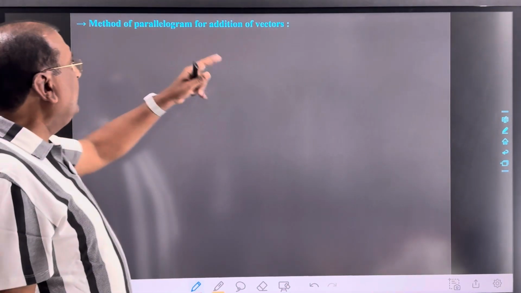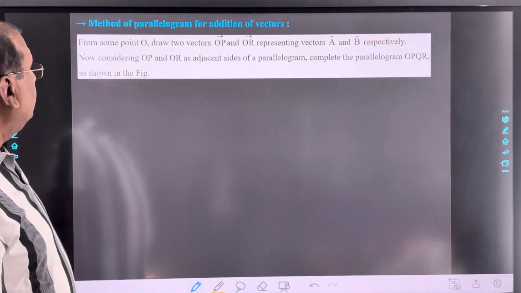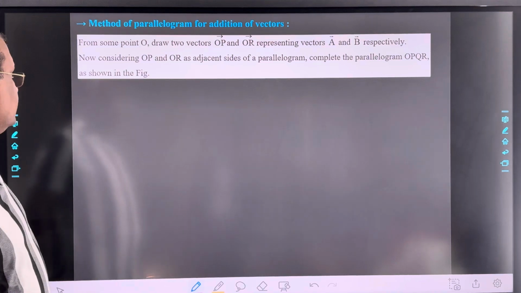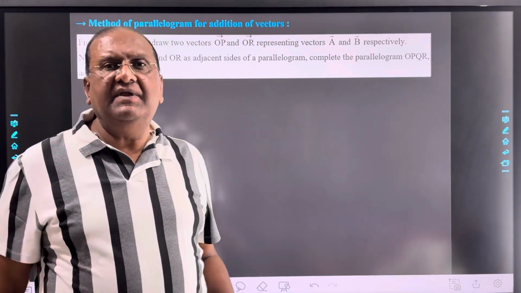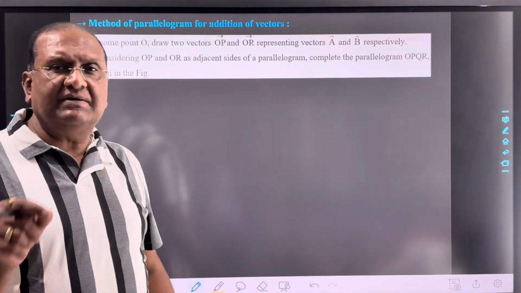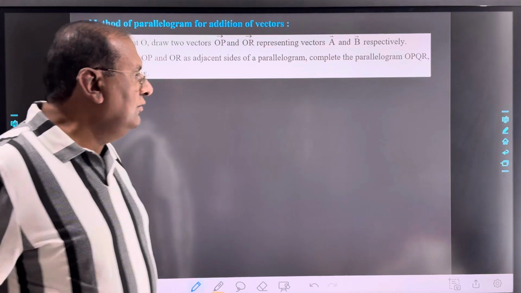now method of parallelogram for addition of vectors. So see here, suppose we have two vectors, vector A and vector B, and we want a summation of these two vectors. Then what we have to do?